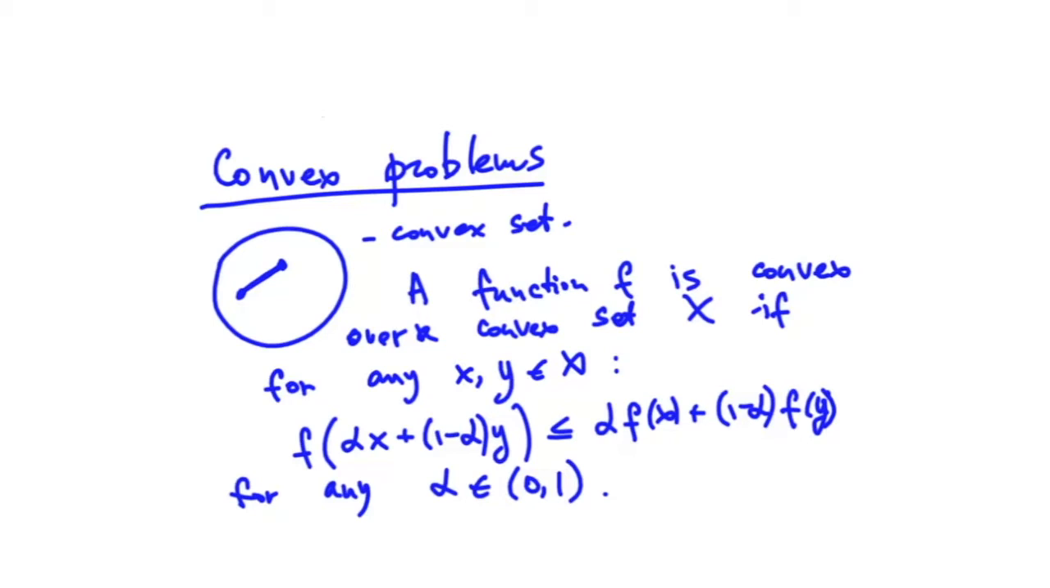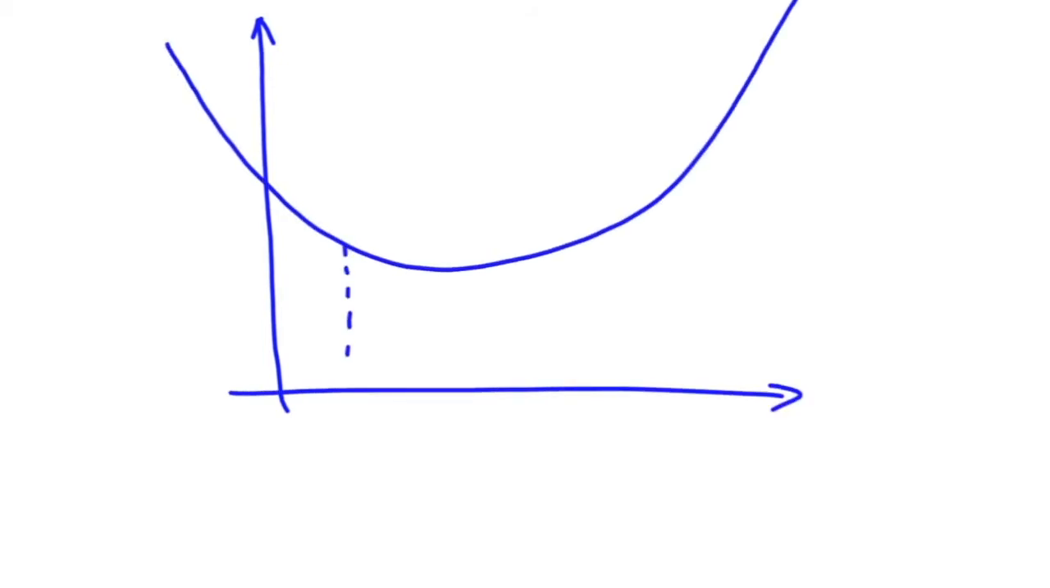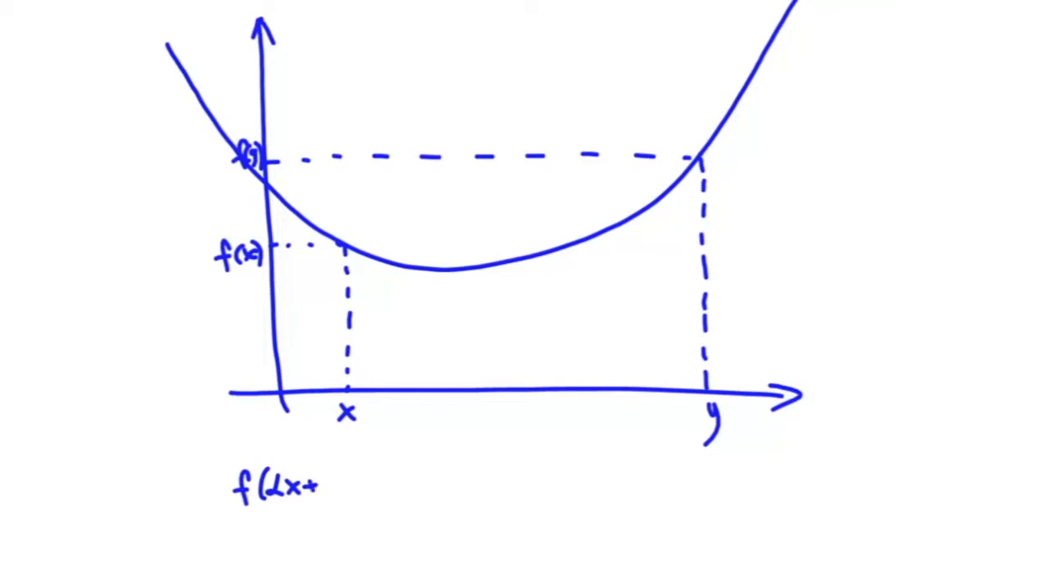So let's illustrate this geometrically using a function of one variable. Convex function looks like this, okay? So say this is x, and here we have y. Then this will be f of x, and this is f of y. The condition we have here says that f of alpha x plus 1 minus alpha y is less than or equal to alpha f of x plus 1 minus alpha f of y, and this is the case for any alpha between 0 and 1.